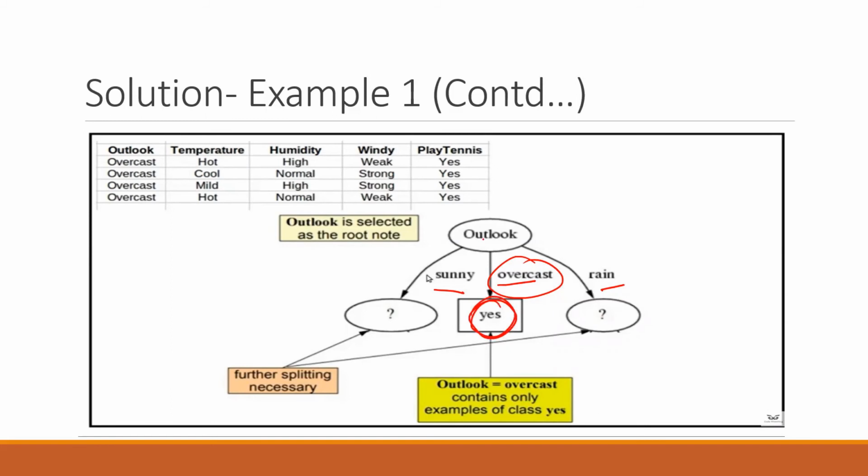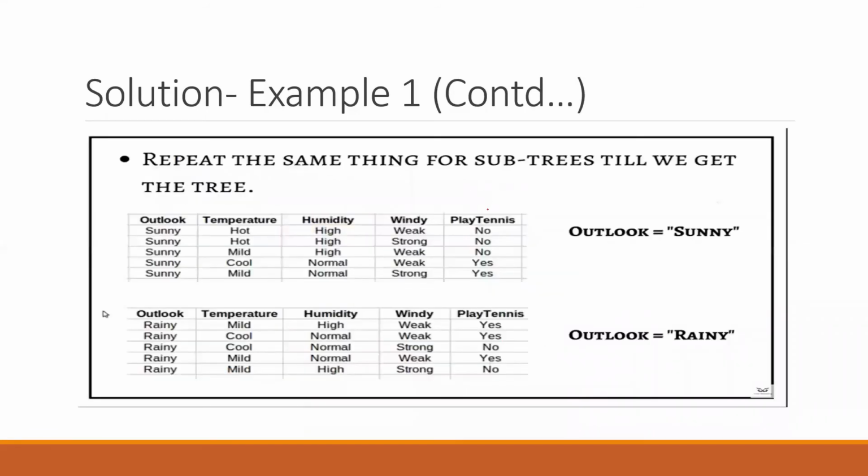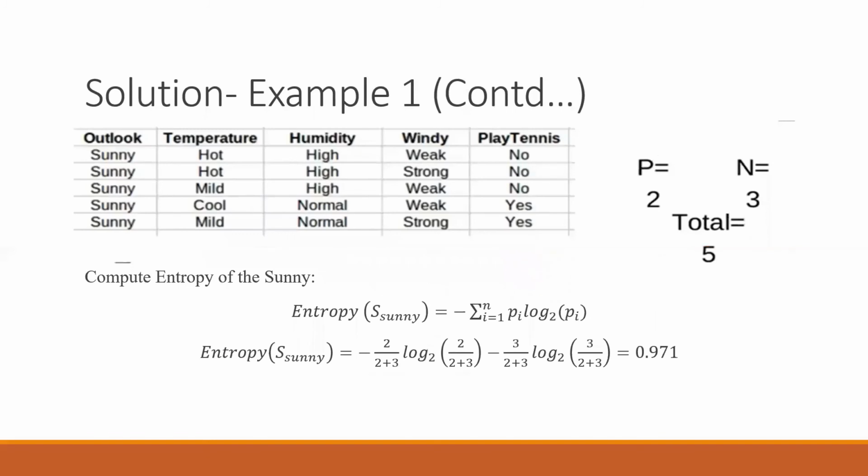But what happens if outlook is equal to sunny or rain? Now we will solve it. For overcast, every time it was yes, so that's already done. Now we will be doing the splitting for sunny first. If outlook is equal to sunny, this will be the table, and if outlook is equal to rainy, this will be the table. Based on this, again you will have to find which will be the splitting attribute.